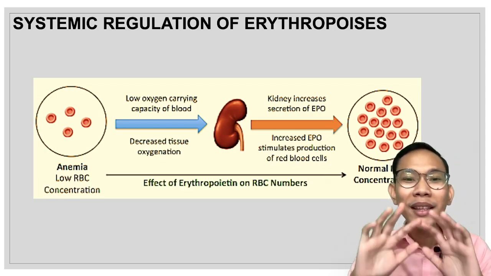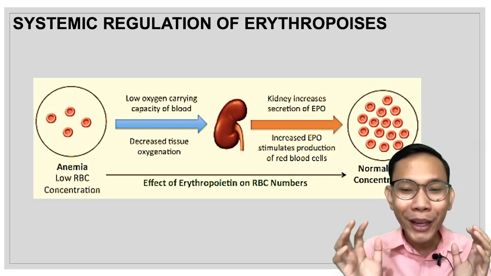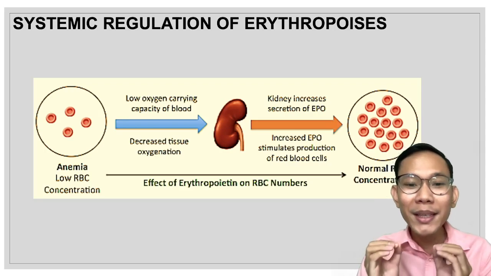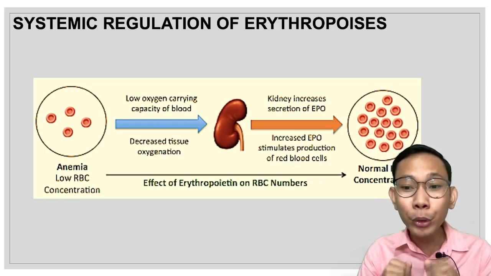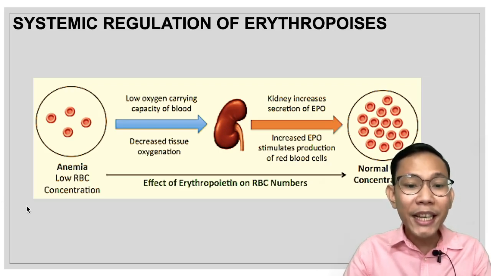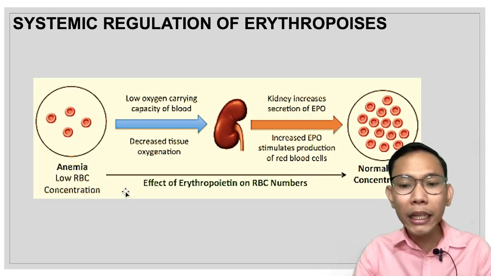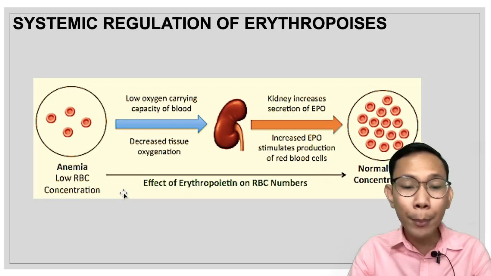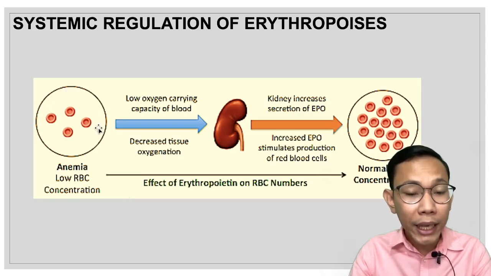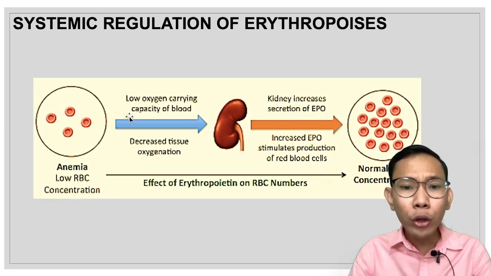Now let's talk about the systemic regulation of erythropoiesis. Remember, EPO is capable of increasing the production of your RBC. When there is an insufficient quantity of hemoglobin, or hemoglobin that is defective in transporting oxygen, or tissue hypoxia occurs, for example in a case of anemia, there is low RBC concentration. So therefore, mayroon tayong low oxygen carrying capacity of blood. There's also decreased tissue oxygenation.